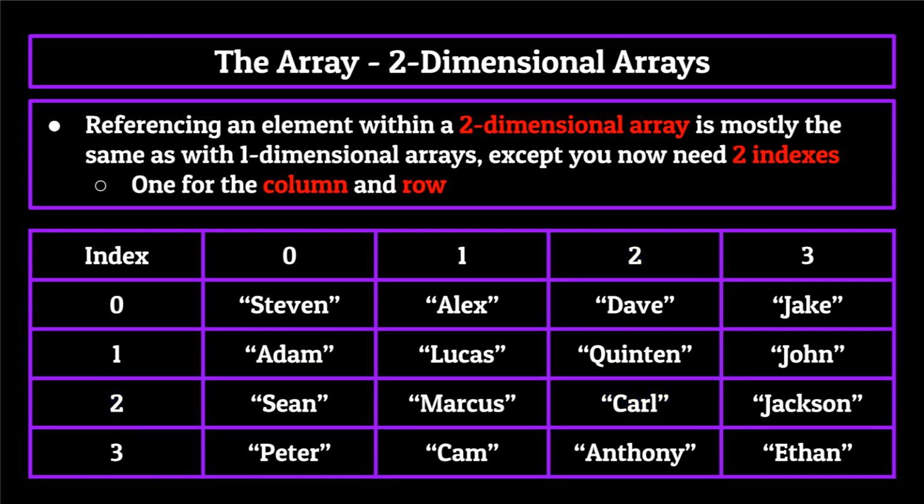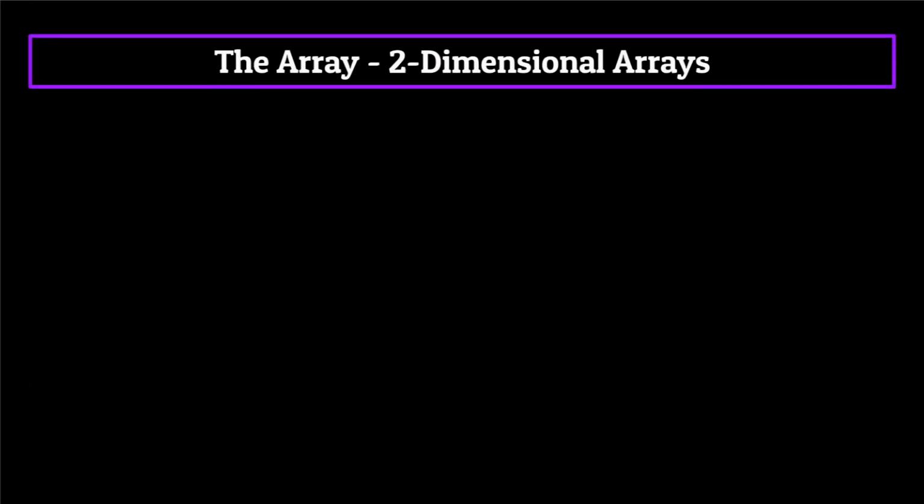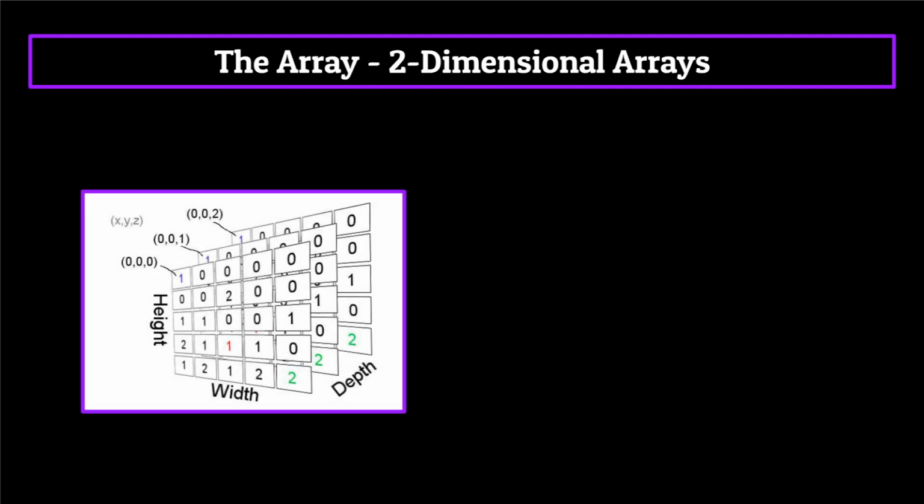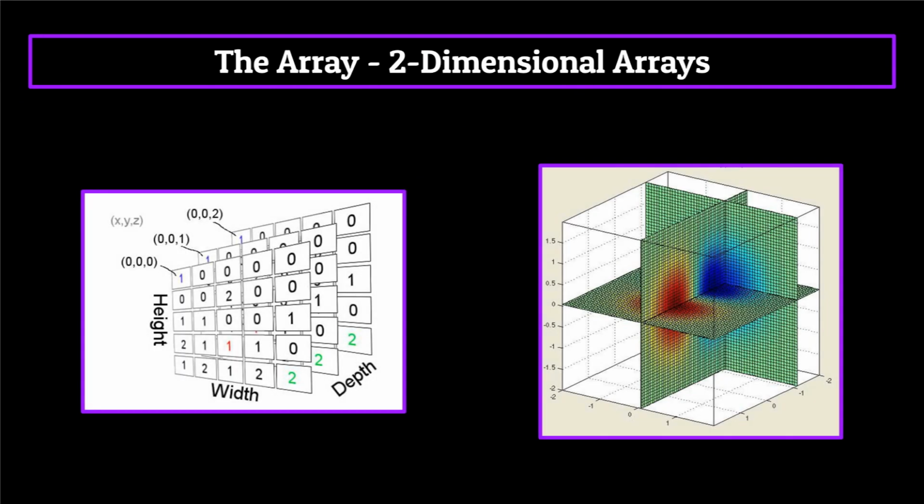Just as another example, Adam is in the 1st column 2 rows down, and so to reference Adam, you would simply call upon the element at index location 0, 1. Two-dimensional arrays are just the beginning. You can also have 3-dimensional arrays, 4-dimensional arrays, and so on for containing large amounts of advanced relational data. But 2-dimension is where we're going to stop for today.